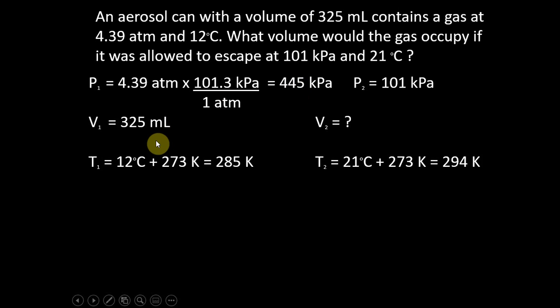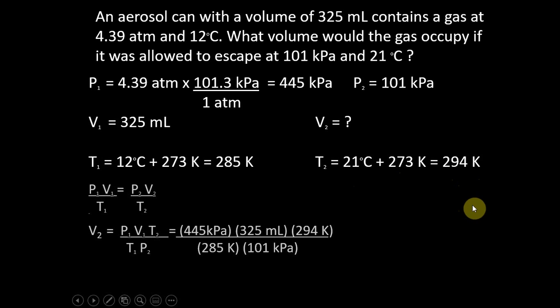Then we get the initial volume is 325 milliliters. The V2 is what we're going to be looking for. And T1, of course, we have to convert the 12 degrees to 285 Kelvin. And T2, converting the 21 degrees to 294 Kelvin. All right, now we go to our formula and we plug in our values.